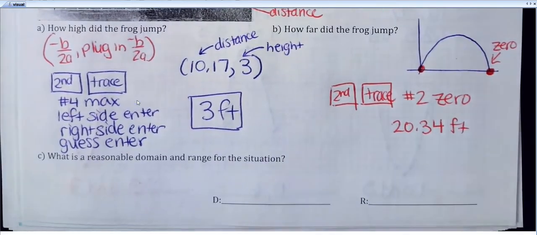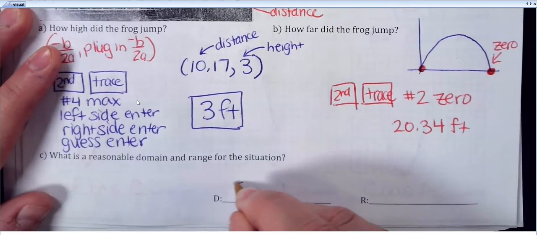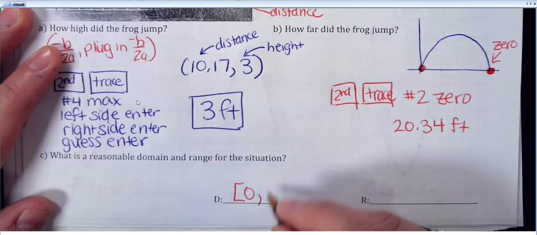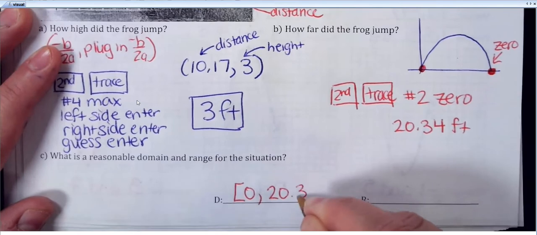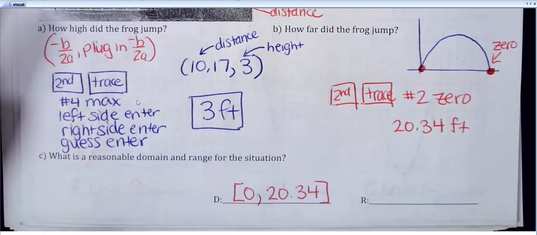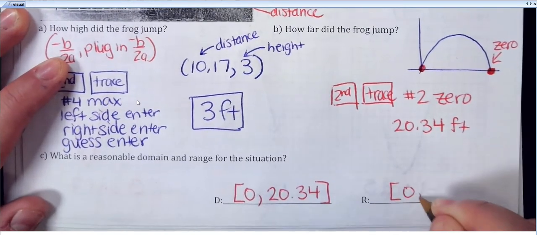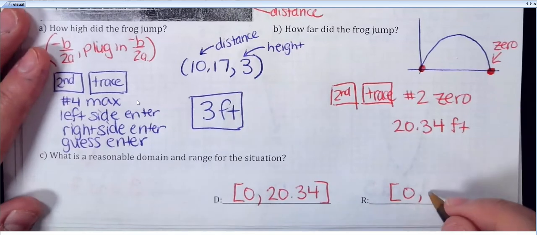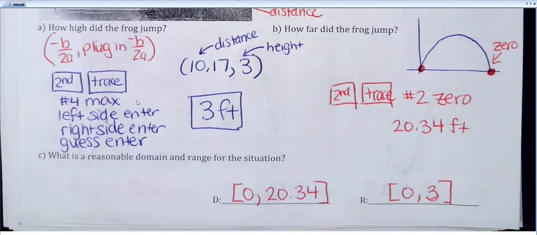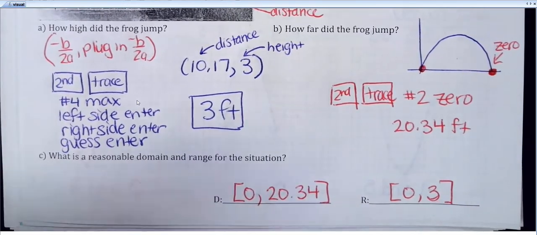Okay, now I'm going to write this real quick. So my domain goes from 0, and then the frog jumps that 20.34. So we start, we haven't taken any distance, and then we jump, and then we land. And for the range, the maximum height the frog reached was 3. So I would just say 0 to 3. We don't want a negative height. Is anybody having a question?